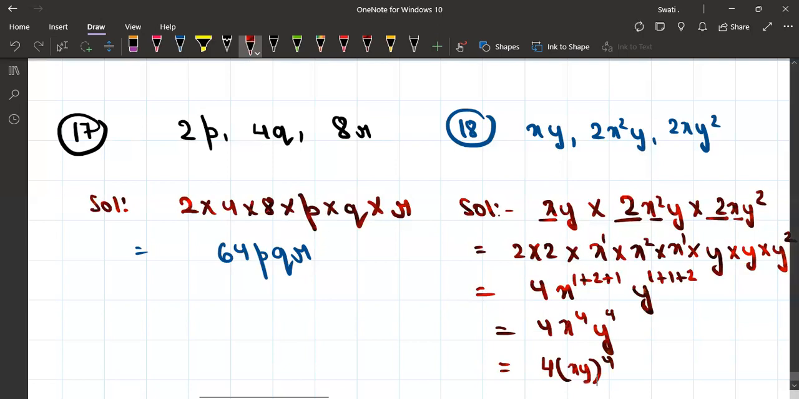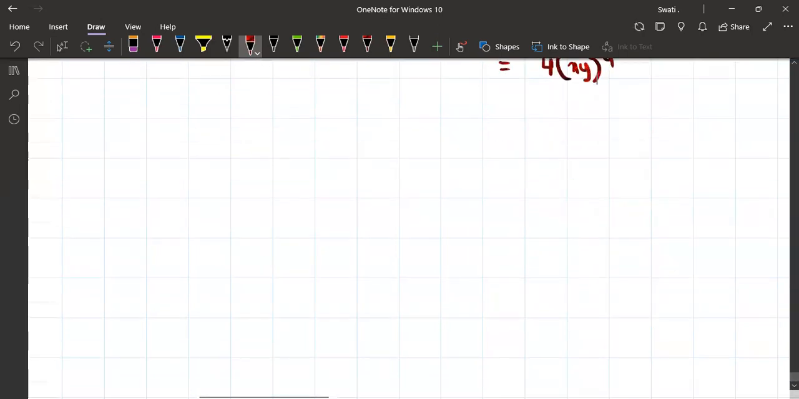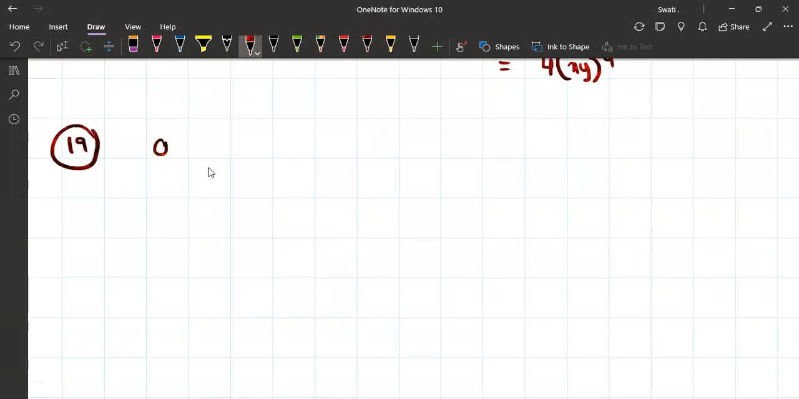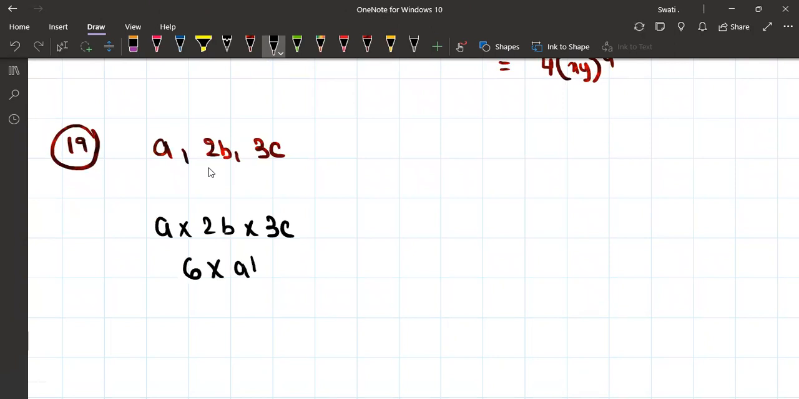All right, so this is the 18th question. Now let's move to the 19th question. In the 19th question, we simply have to multiply a, 2b, 3c. It's again very simple. You need to multiply a times 2b times 3c. So 2 times 3 is 6, and a times b times c is going to be abc only. So the answer is going to be just 6abc.